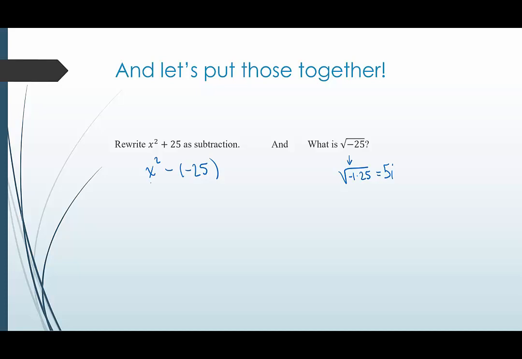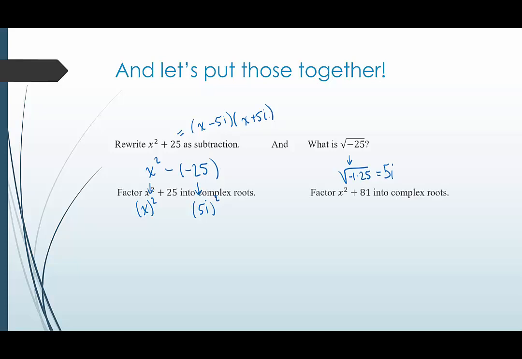So now I could say, okay, here's x squared, and negative 25 is 5i squared. That's an i, sorry, there we go. And we've created a subtraction, so now we have a difference of squares, complex squares, but squares nonetheless. And we could take this and say, this would factor into root minus root times root plus root. And there it is. So factoring x squared plus 25, we just did that: x minus 5i times x plus 5i.